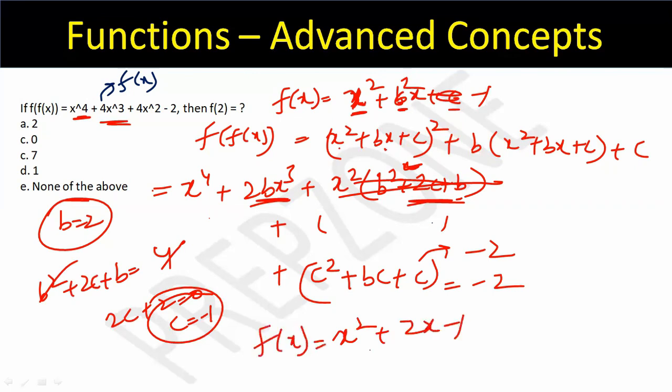Then just put the value x equals 2: 4 plus 4 minus 1. Just a minute. 4 plus 4, 8 minus 1 equals 7 is your answer.